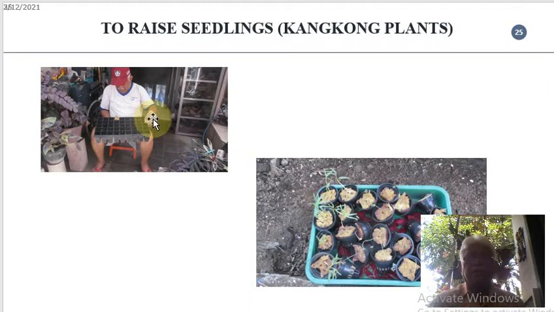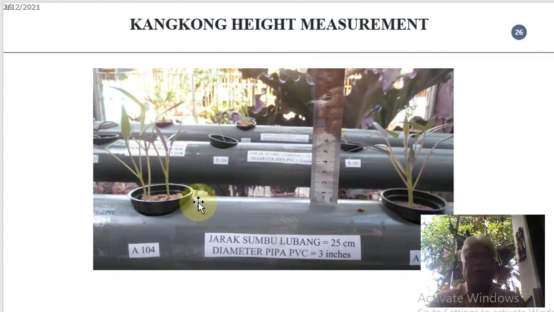We raise the seedling kangkung plant for 5 days to 1 week. After that, we move the net pot to the hydroponics equipment. And after a few weeks, we measure the height of the kangkung plant. This is the distance between the net pots, the distance between two holes. We have 15 centimeters, 20 centimeters, and 25 centimeters. And the diameter of the PVC pipe is 2.5 inches, 3 inches, and 4 inches.